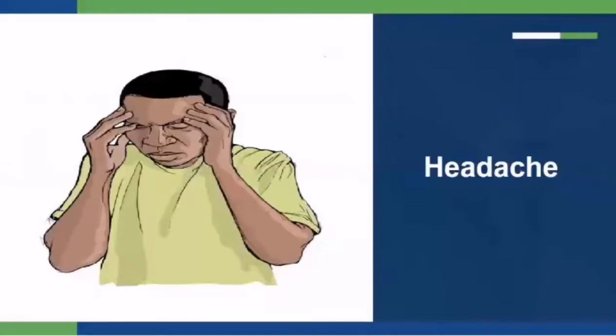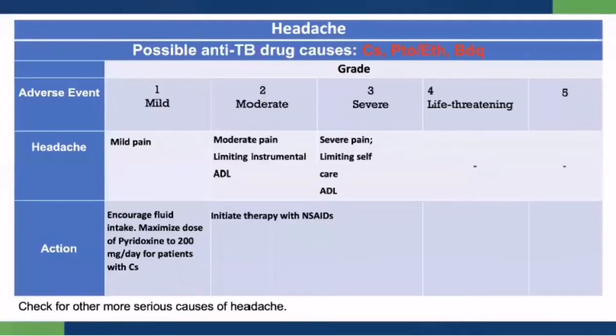Now, what about headache? So if your patient is having moderate to severe headache, you can initiate therapy by giving NSAIDs. But if it's only mild, you may encourage to increase oral fluid intake, and also you can maximize vitamin B6 or pyridoxine to 4 tablets a day, especially if your patient is taking cycloserine.